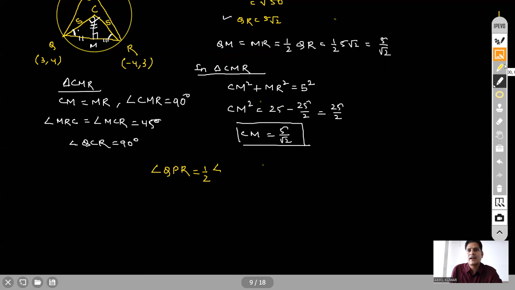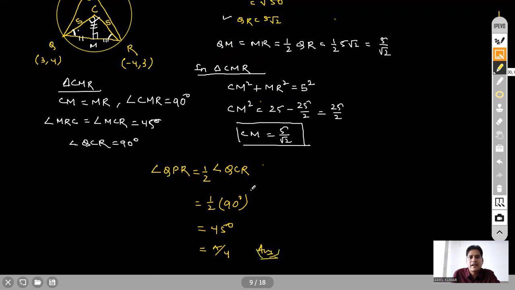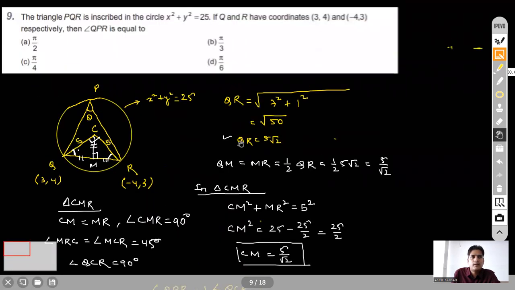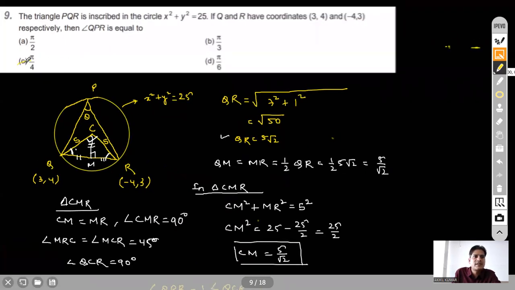So angle QPR will be equal to half of angle QCR. The angle subtended by the chord at the center is double the angle subtended at the circumference. And we know the value of QCR, so this will be half of 90 degrees, that is 45 degrees, or we can say pi by 4 in terms of radians. So this will be our answer. Angle QPR will be pi by 4. So option C is correct.